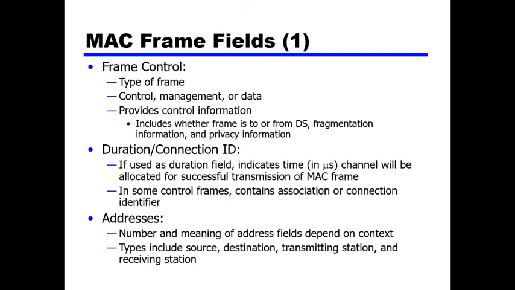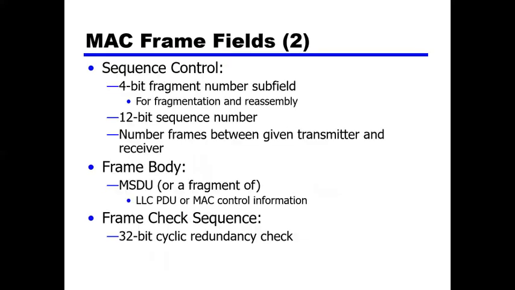Duration and connection ID: if used as duration, the field indicates the time in microseconds the channel will be allocated for successful transmission of the MAC frame. In some control frames it contains the association or connection ID. Address: the number and meaning of address fields depend on the context. Types include source, destination, transmitting station, and receiving station. Sequence control has a 4-bit fragment number subfield and a 12-bit sequence number, used between the transmitter and receiver.